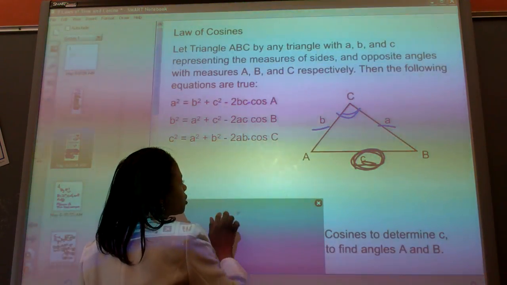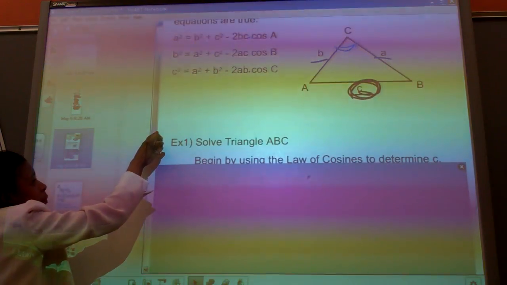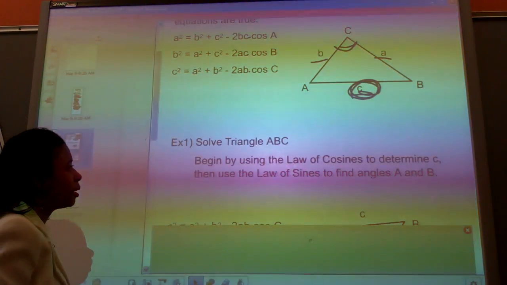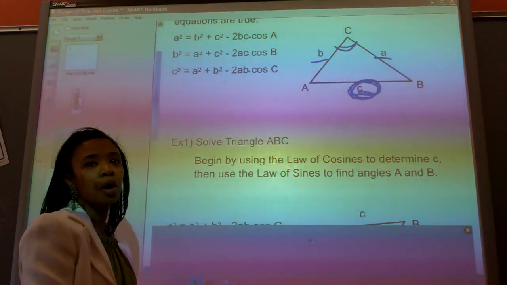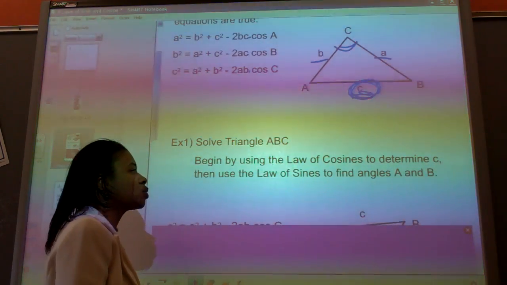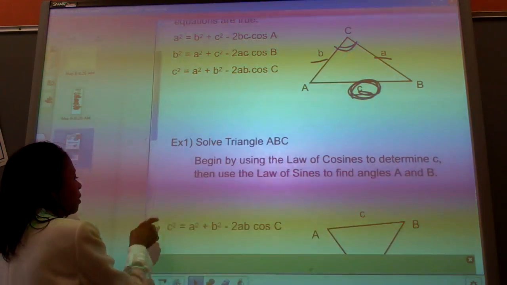Alright, let's proceed further. Let's look at an example. Let's suppose we want to use the law of cosines on triangle ABC to determine c. And then we're going to go back to law of sines, which we learned in a previous lesson, to find the angle measures of A and B.